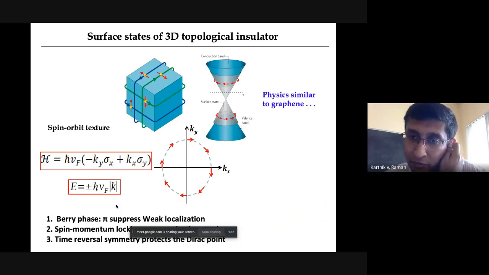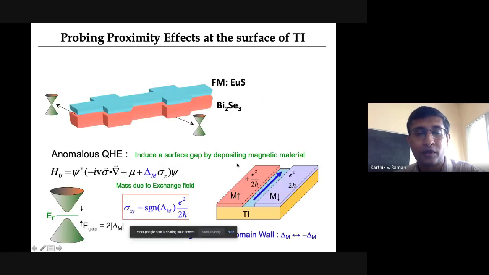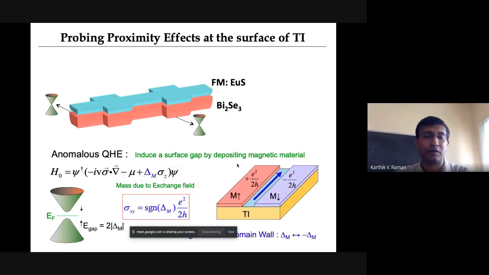Okay, so why are we doing this? We are first of all studying these materials to probe their surface properties, which look very similar to graphene, where you create primarily a Dirac cone state at the surface. So you have 6 surfaces, so you have 6 Dirac cones. And if you look at the dispersion, they are again very similar to graphene, linearly dispersive. And they have very interesting properties, as I mentioned earlier. You have a pi Berry phase, you have spin-momentum locking, and you have a Dirac point, which is similar to graphene.